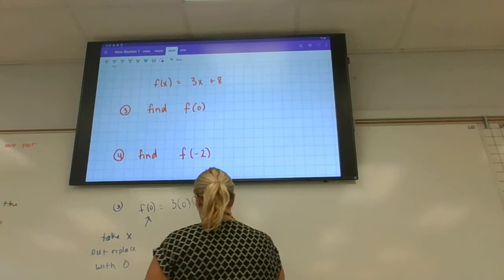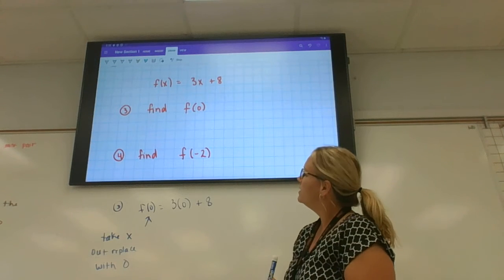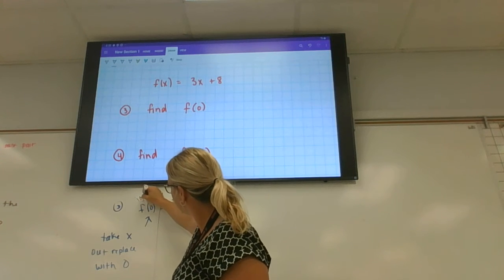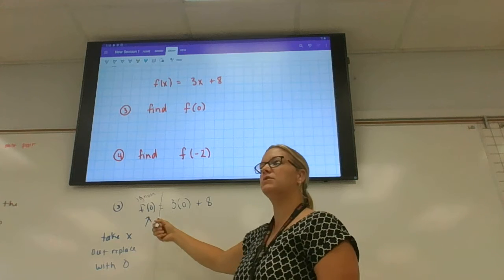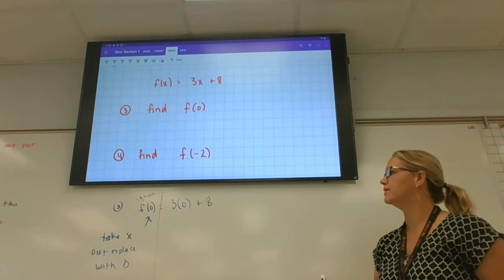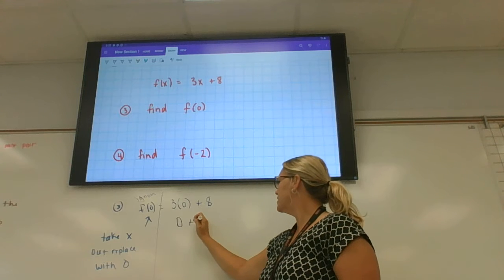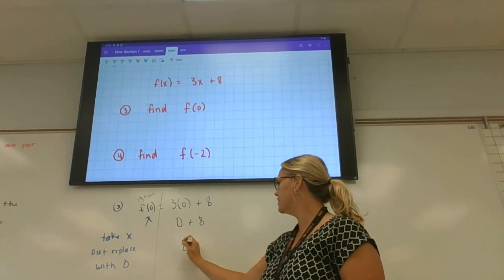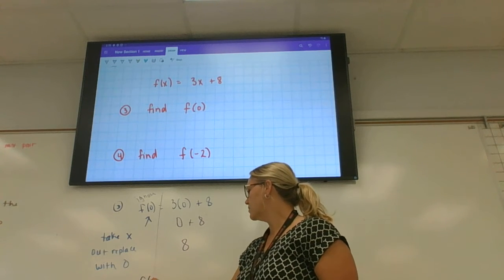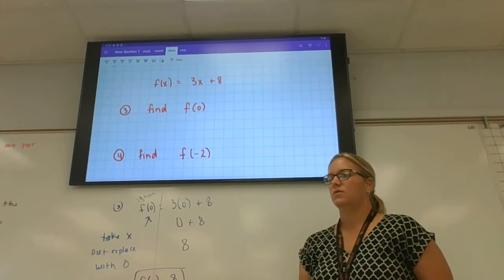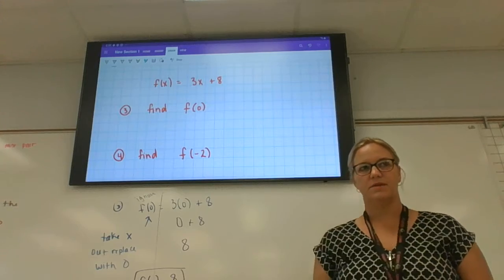Okay, and then I'm going to draw a nice line here, and I'm ignoring this because this is just symbols that tell anybody reading my math what it is I've done. All right, 3 times 0 is 0. Add 8. Here's our answer. We're going to state our answer using our function notation. When x goes in, 8 comes out.